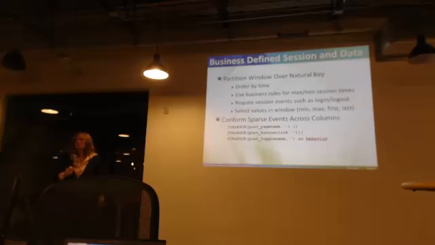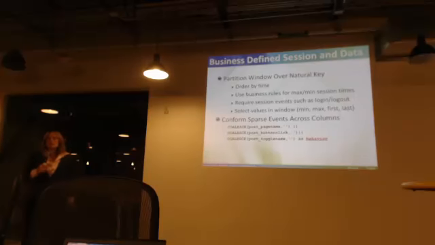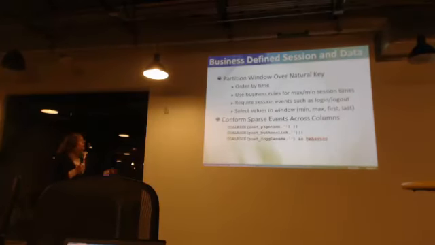A natural key is just what it sounds like. It's a key that happens in nature, like a user ID, an account number, an email address that identifies the instance that you want to do the analysis on. And then from there, you bring in your natural key, and then you order by time. That way you have a nice well-behaved time.